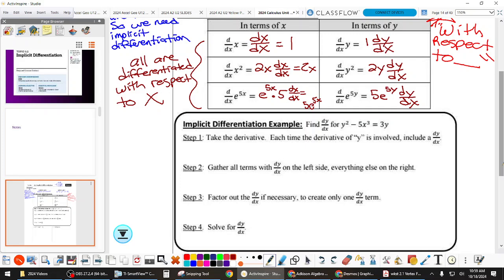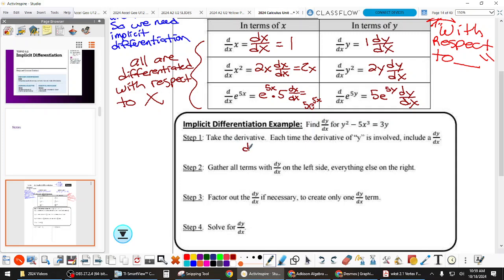Okay. So what we're going to see is functions that have both x's and y's. Notice this one says find dy dx. The x derivative, since we're differentiating with respect to x, will be the normal ones that we've been doing for the last whole chapter. And then we'll just have to tack on this dy dx to the other ones, and then algebraically isolate it. So take the derivative.